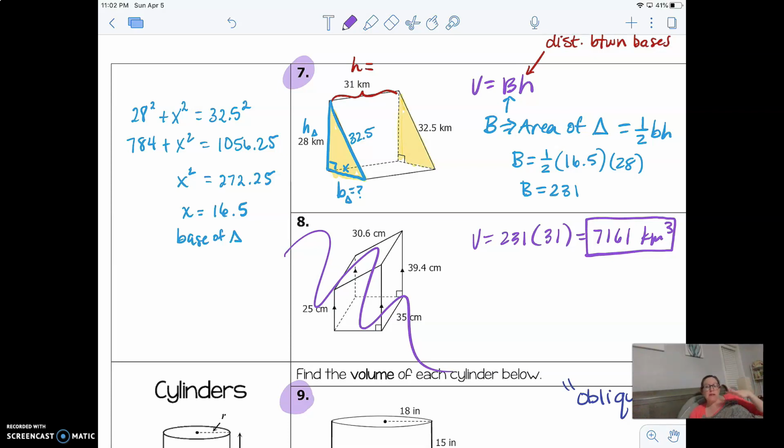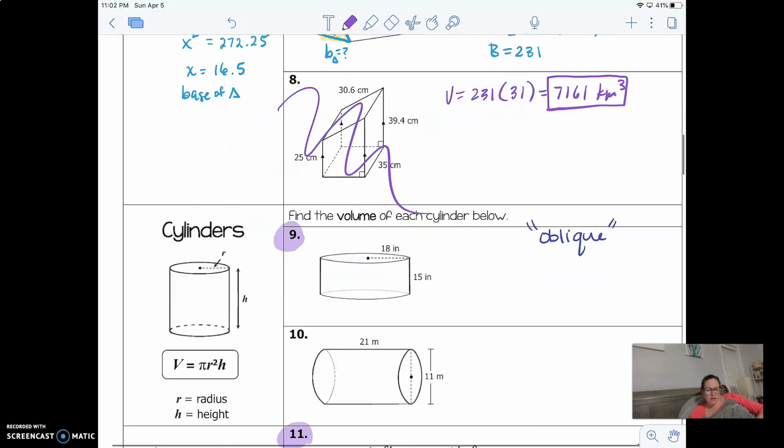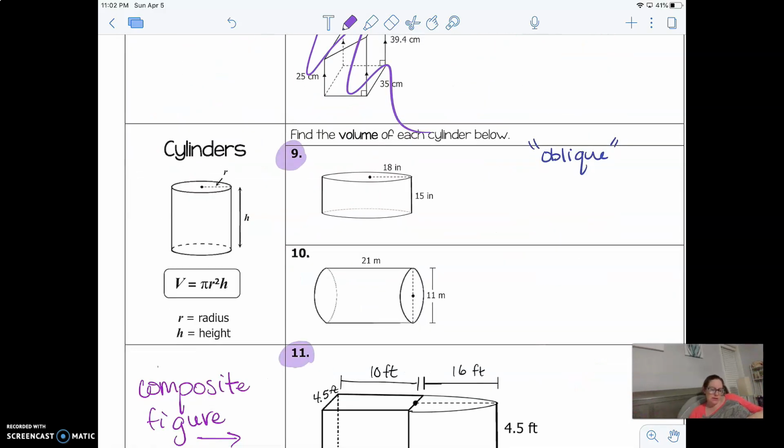The only new thing is here's a formula that I'm not making you memorize. That's the only new thing, is plugging it into a formula, right? But the Pythagorean theorem, area of a triangle, you already know all of that. Okay, so you can do this. Let's talk about cylinders. I like cylinders.